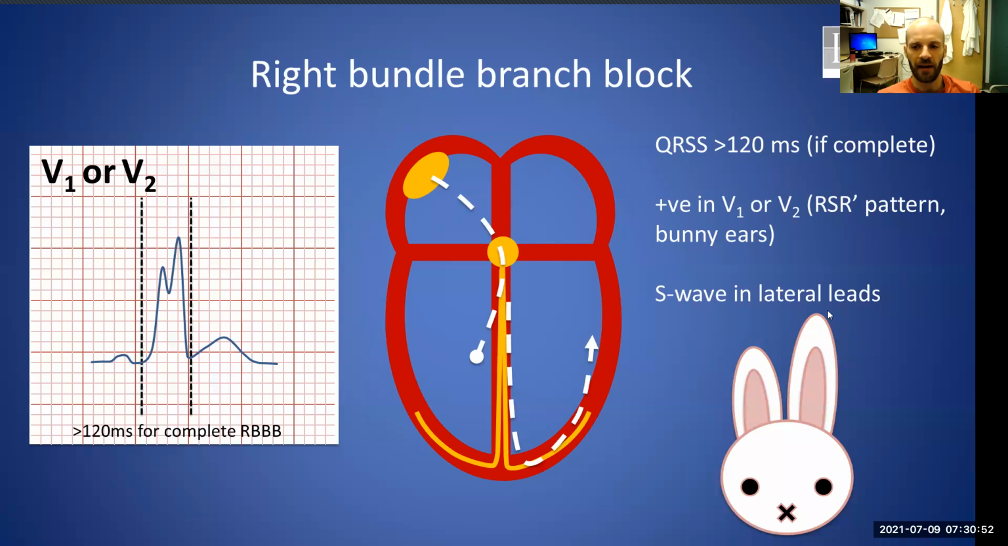This time in the lateral leads, you're going to have a negative QRS complex. You're going to have an S wave, negative QRS complexes in the lateral leads. The S wave occurring at the end of the QRS complex. So it may start out with an R wave, but it's going to end up negative in an S wave.